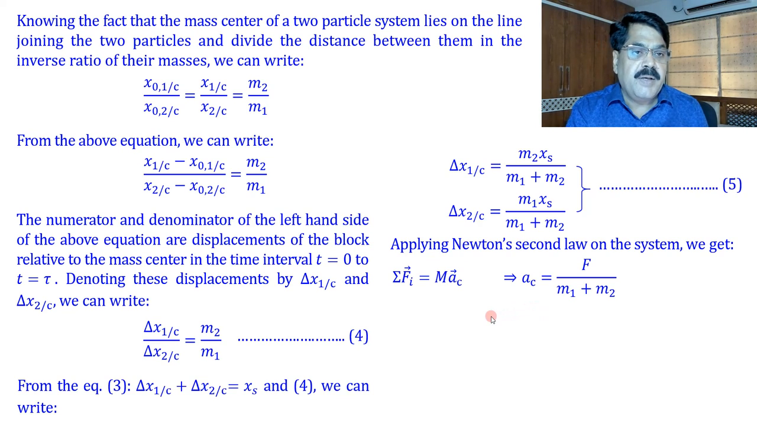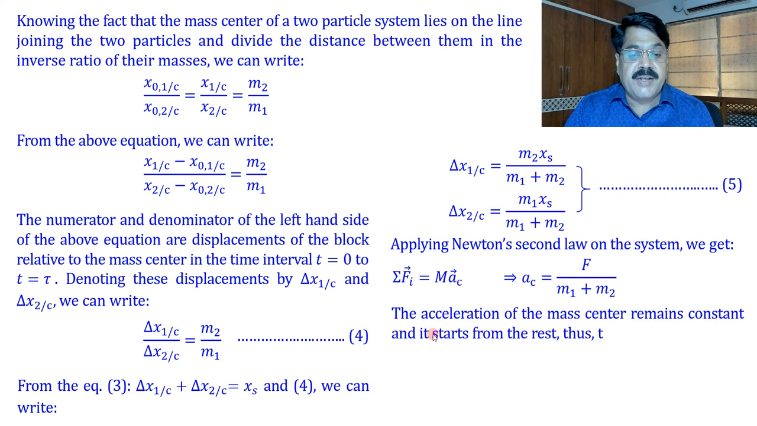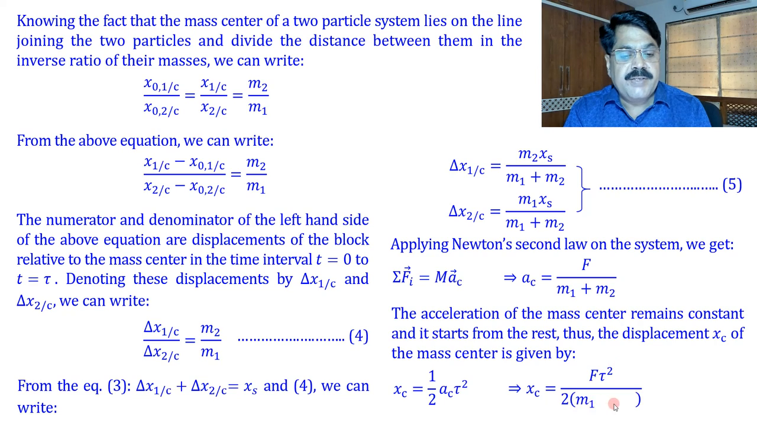Now, in time tau, what will be the displacement? We know that the center of mass begins from rest. So using the second equation of uniform acceleration motion, Xc is equal to half into AC into tau square, because the initial velocity was 0. The acceleration of the mass center remains constant and it starts from rest. Thus, the displacement Xc of the mass center is given by Xc is equal to half AC tau square. Substituting the value of AC, we get Xc is equal to F tau square by twice (m1 plus m2). Call this equation number 6.